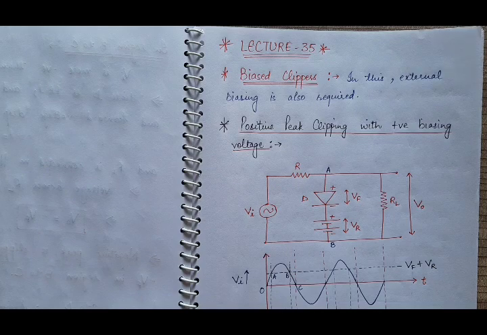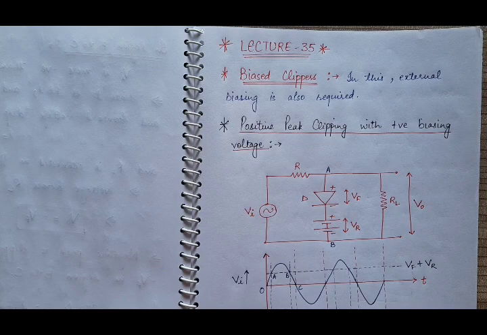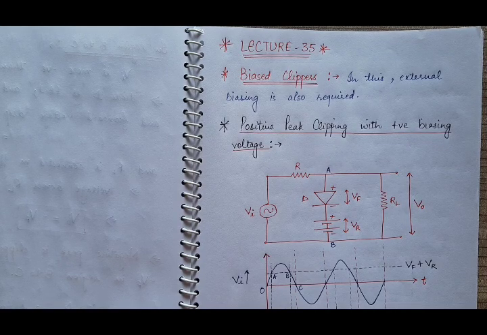As we are discussing shunt diode clippers, this biased clipper is also a type of shunt diode clipping or parallel diode clipping. Shunt diode clipping means the output is taken parallel to the diode. The load resistance RL, across which we are taking our output, is connected parallel to the diode. That's why it is known as shunt diode clipping.